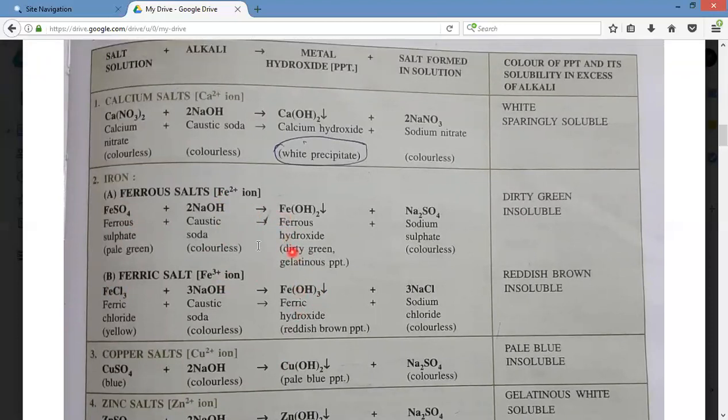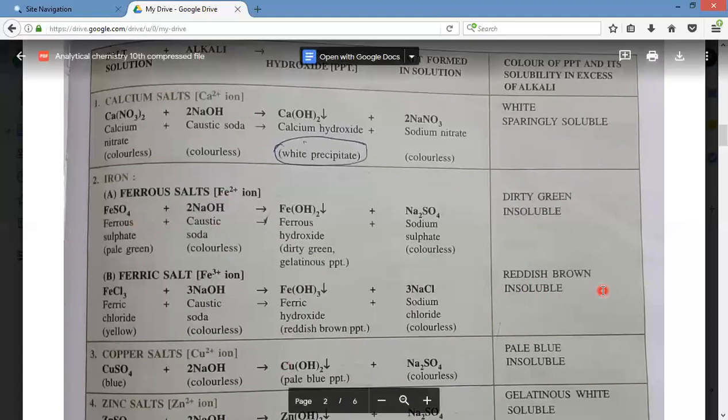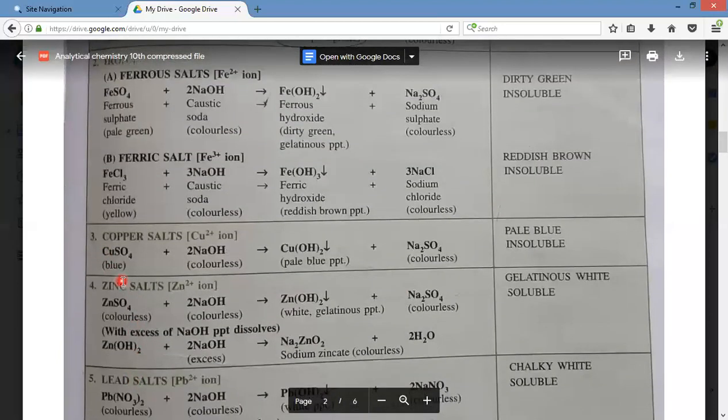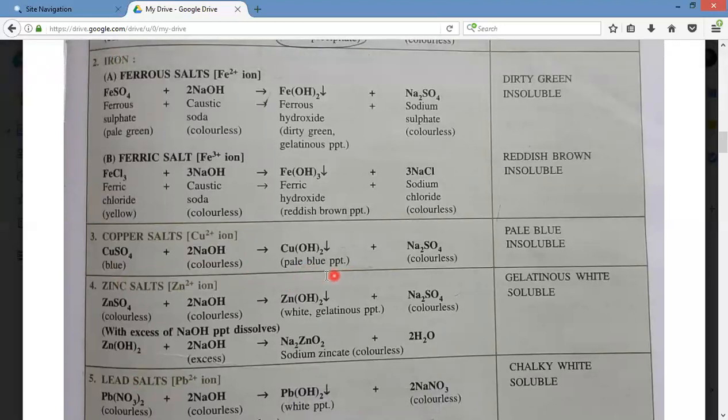And when we take an excess of caustic soda in that solution, the dirty green precipitate will again be insoluble in it. And on the other hand, the ferric will give the reddish brown precipitate, which is again insoluble. When the copper salt, which has the blue color, is treated with sodium hydroxide, it gives us a pale blue precipitate. This pale blue precipitate with sodium sulfate, again treated with sodium hydroxide in excess, remains a pale blue insoluble precipitate.